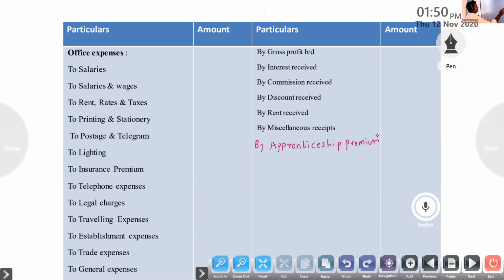Okay, so one more item on the income side, apprenticeship premium, means premium received, the amount received by way of giving training to someone. Income received by way of giving training to others. If you get any amount, that is apprenticeship premium. That is also an income.